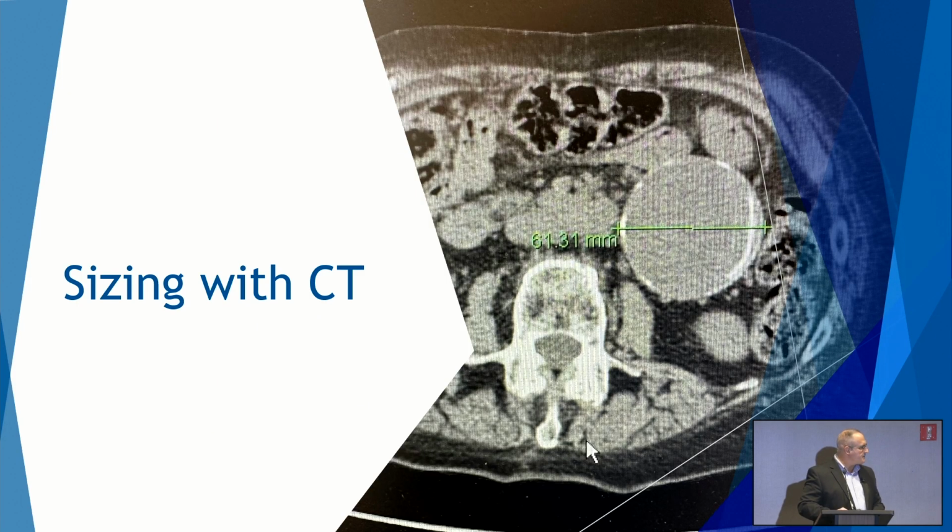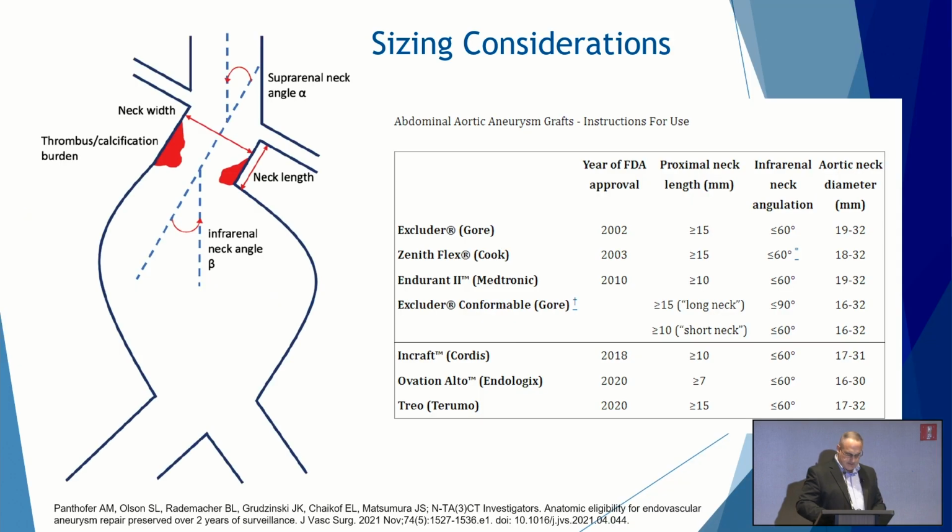We size with CT. And here, again, looking at the neck, which is very important. Here's the neck width. We want to oversize the graft at the neck width around 10 to 20% to make sure that we have a proper seal. The neck length there, again, is important. You want at least 10 millimeters. And then the infrarenal angle. You don't want too great of an angle, as that's going to also cause an endoleak.